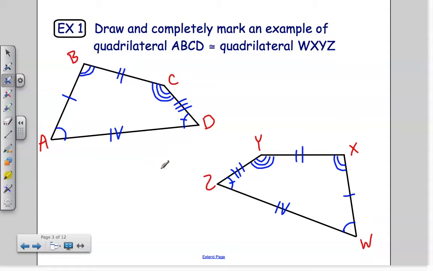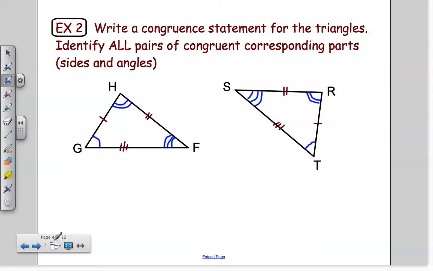So now I've completely marked these examples of these quadrilaterals being congruent. Again, it means all corresponding angles are congruent, all corresponding sides are congruent. And even if I flipped or rotated, that's fine, as long as I don't grab a corner and drag the shape larger or smaller.